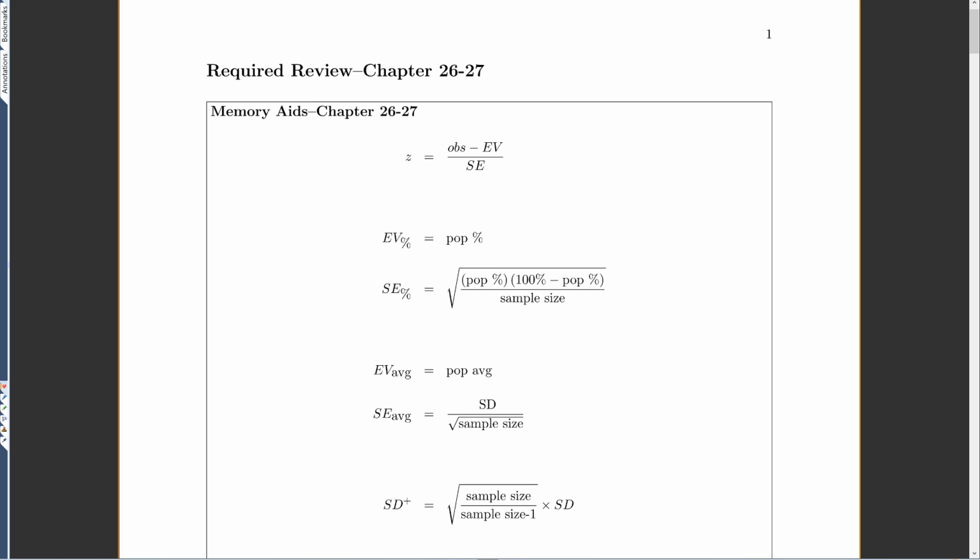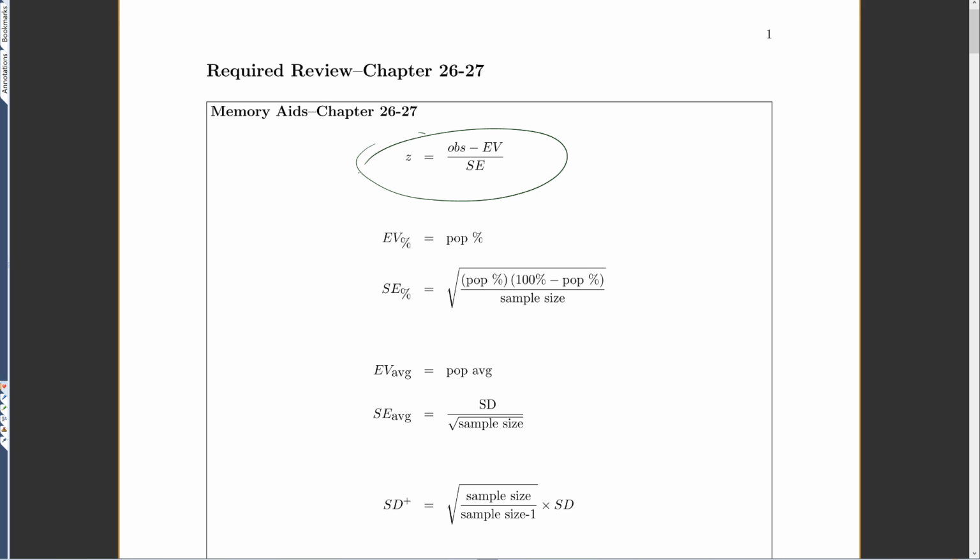This is our video review key for chapters 26 through 27. So first you will notice on our memory aids that when you look at it, we don't have a lot of formulas. So instead of a formula for each different hypothesis test, we only have this one basic test, or one basic test statistic.